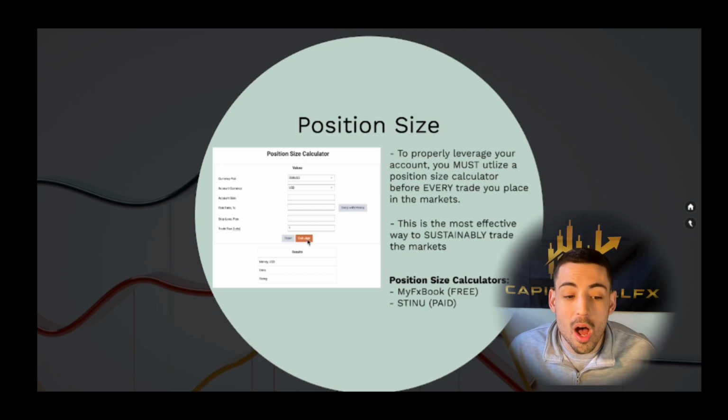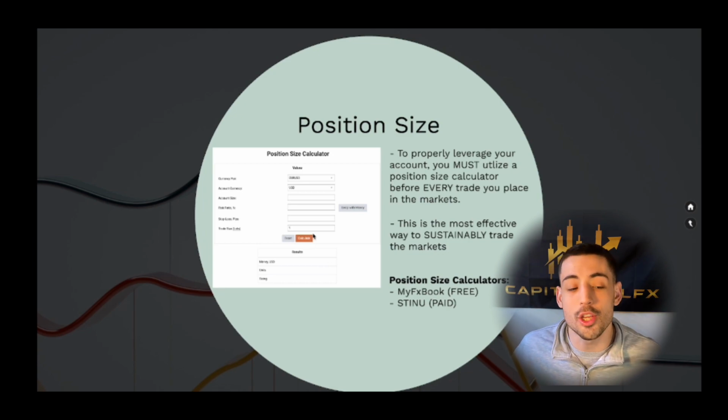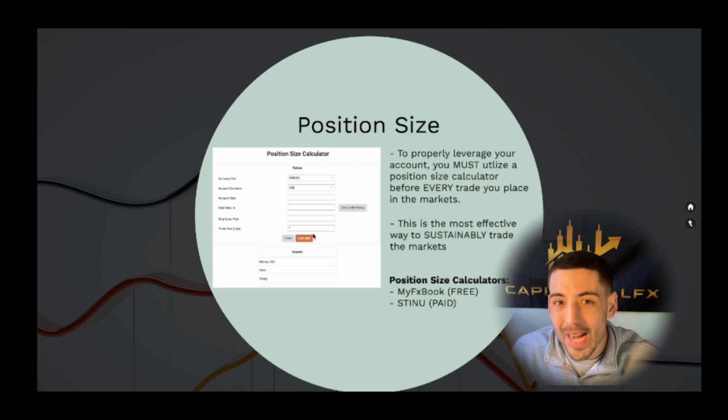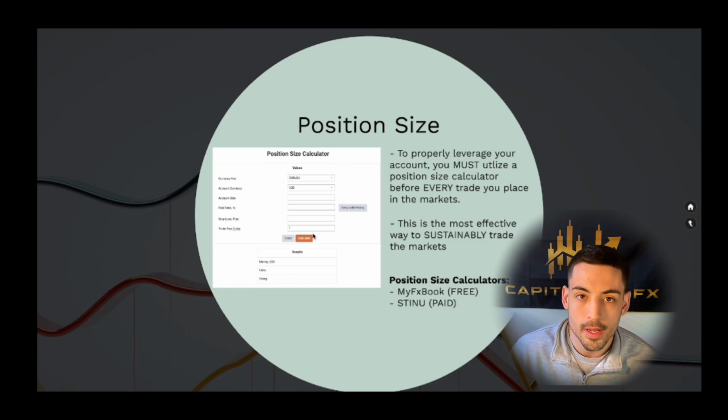And then you press calculate, and voila, you have your correct leveraged position size and your lot size. So we can see right here your position size calculators. This right here on the left-hand side is MyFXBook. It's a browser. It's not an app.